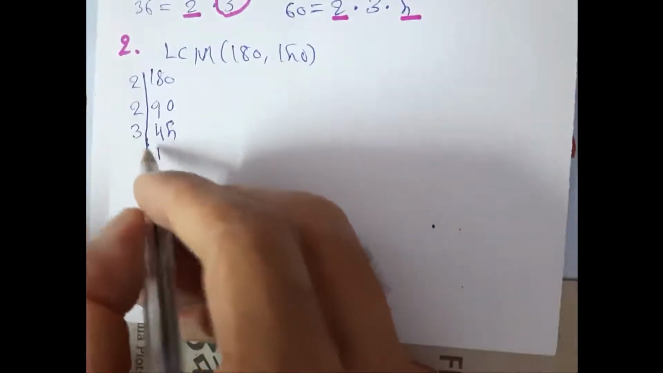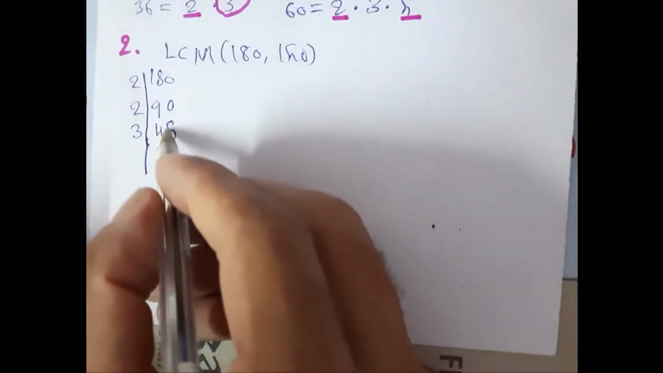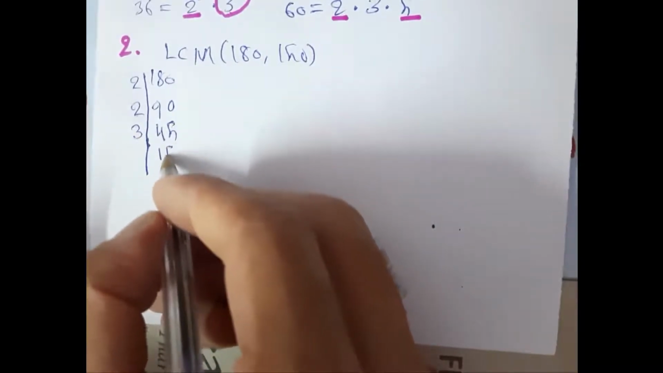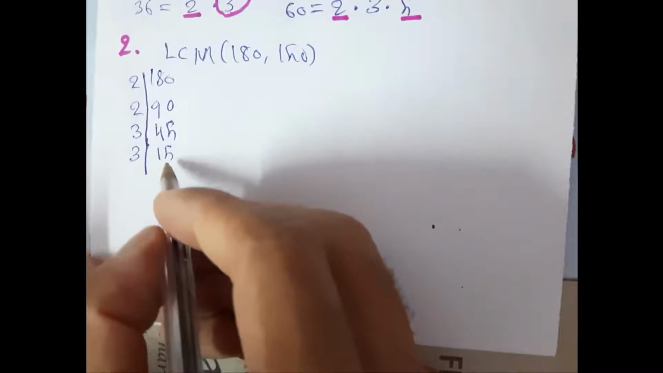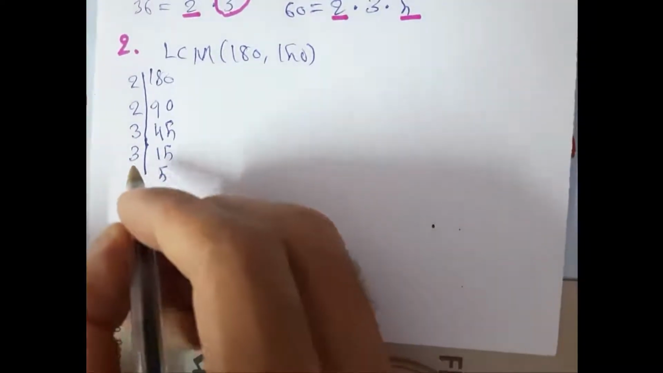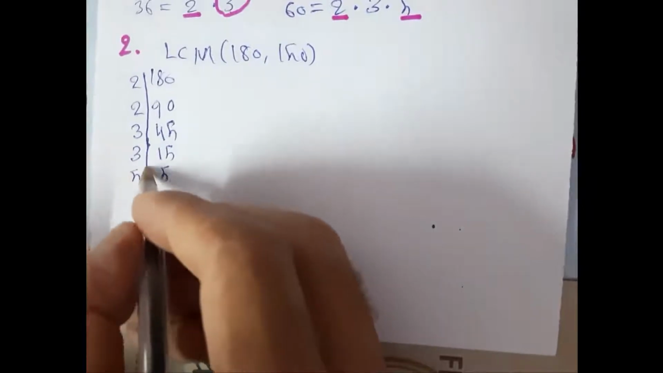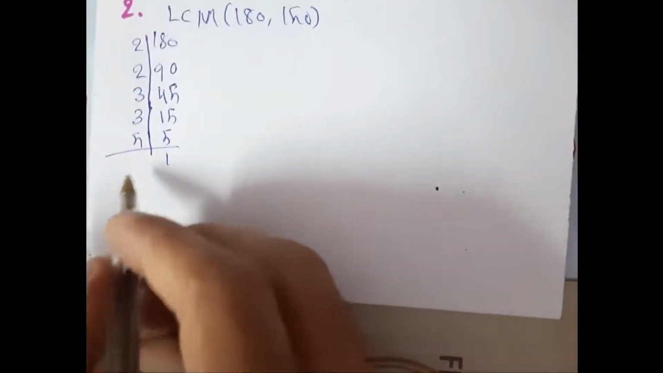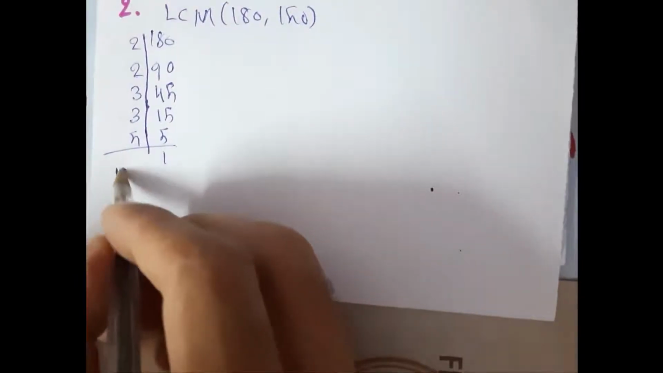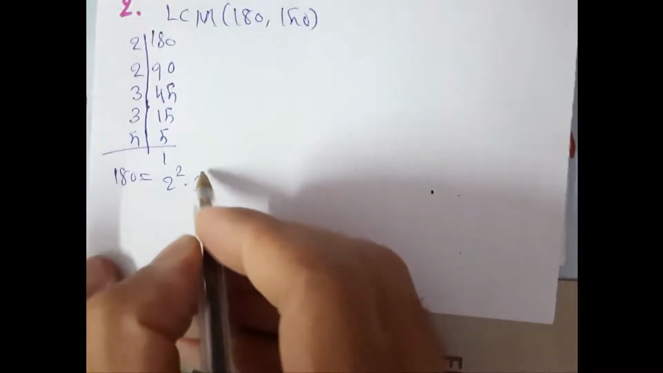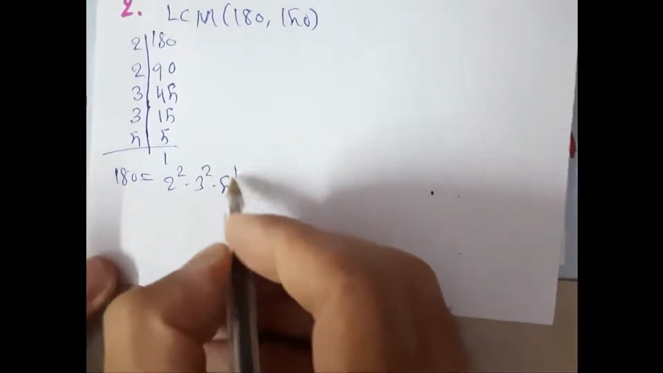1 into 3, 3. We have 1 with 5, it's 15. 15 divided by 3, 5. Again, it is divisible by 3. 15 divided by 3, 5. 5 divided by 5, it is 1. Quotient will be 1. 180 is equal to 2 power 2 into 3 power 2 into 5 power 1.